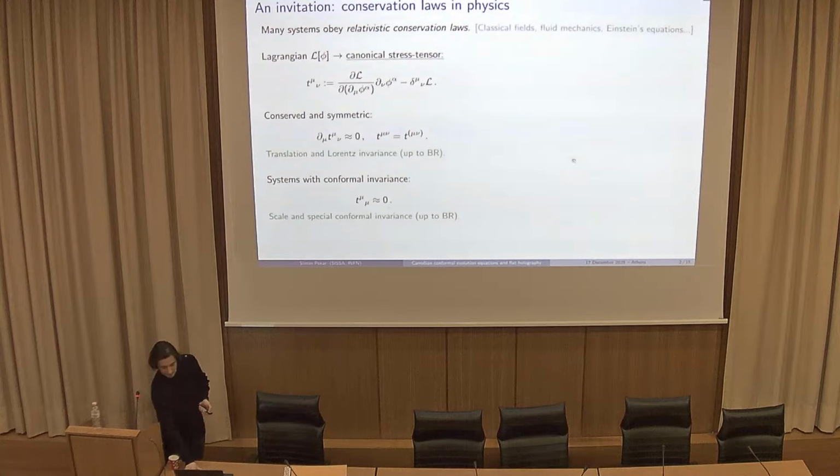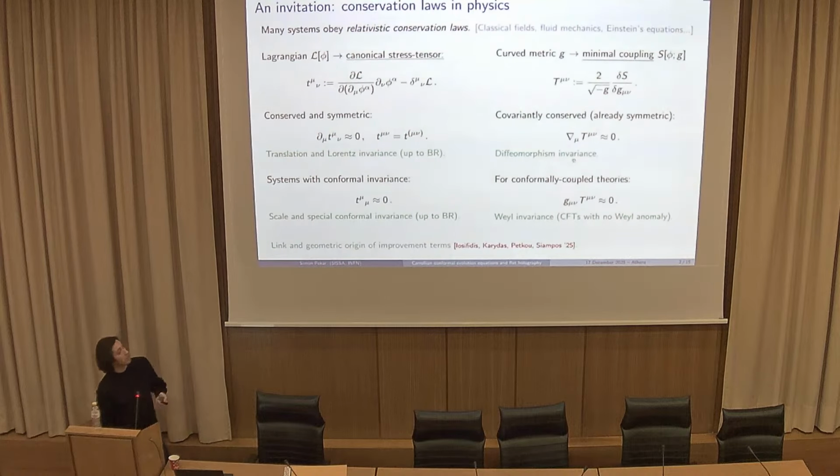So this is one way to compute the stress tensor. There is also another way. If you take your theory and you couple it minimally to a background metric, in that case, you can take the variation with respect to this background metric and you obtain an object which is already symmetric. It is conserved this time by virtue of diffeomorphism invariance of the theory. And in case that you have, let's say, no Weyl anomaly in the game, Weyl invariance of the conformally coupled theory will ensure that it is traceless. So these two statements are very similar.